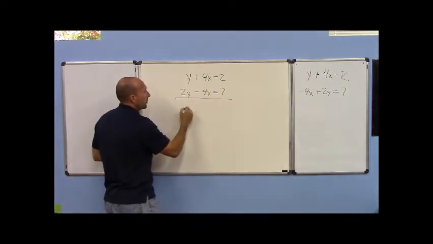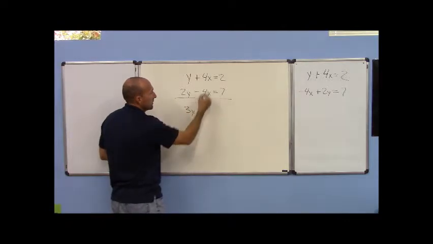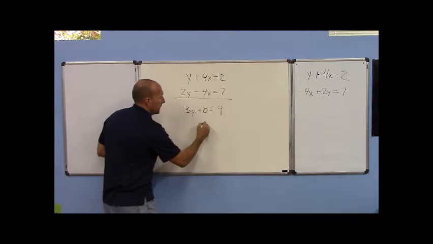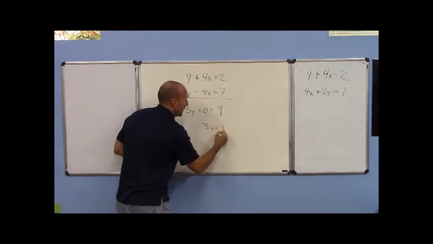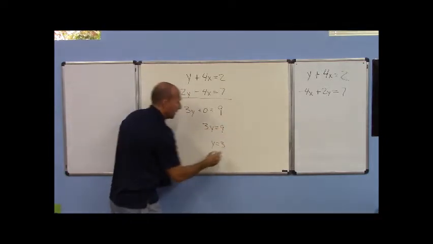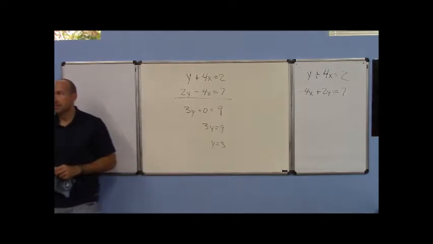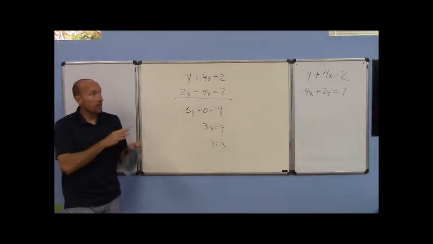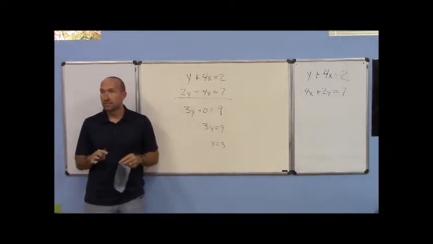Well, then that gives me 3y. This is 0 plus 0 equals 9. Well, that's 3y equals 9, and y equals 3. Heck, that was easy. Does that make sense so far? Now, first of all, are there any questions about this?